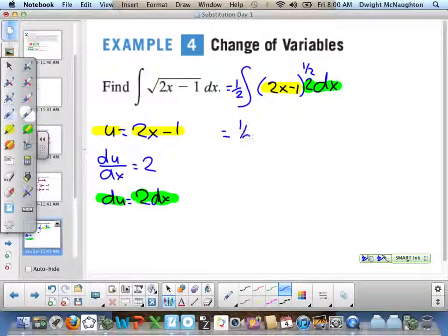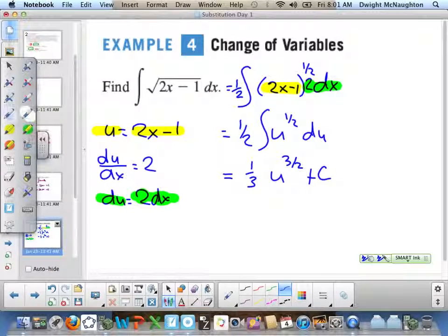So it'll be 1/2 u to the 1/2 du. All right, power up, 1/2 goes to 3/2. Multiply by the reciprocal, so 2/3. 2/3 times 1/2 is 1/3, plus a constant. So we get 1/3 (2x minus 1) to the 3/2 plus a constant.